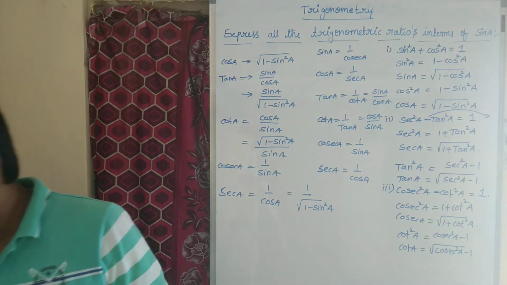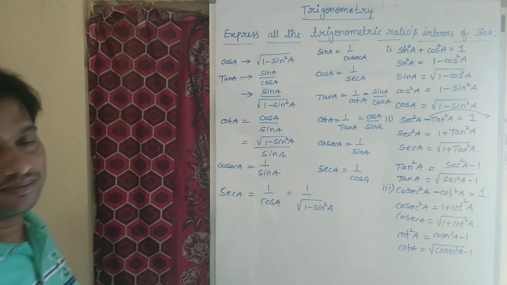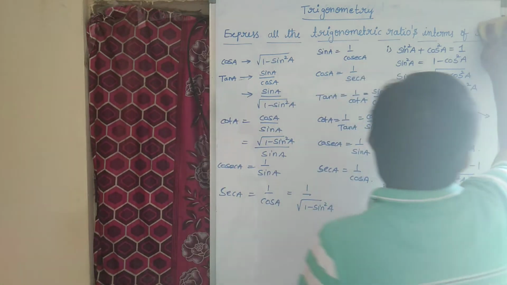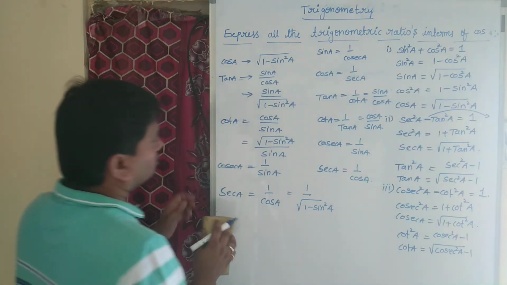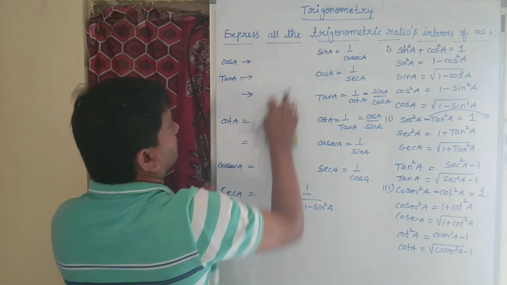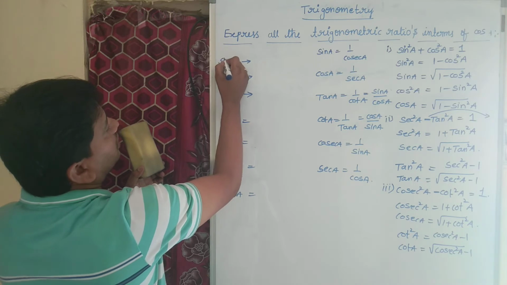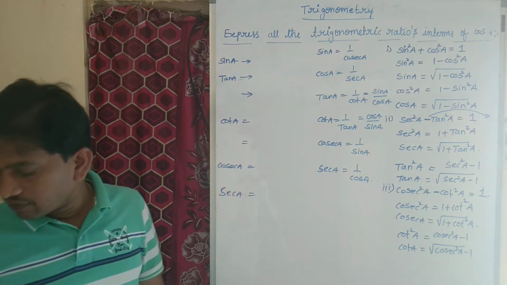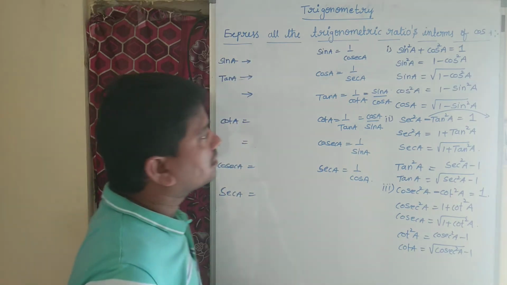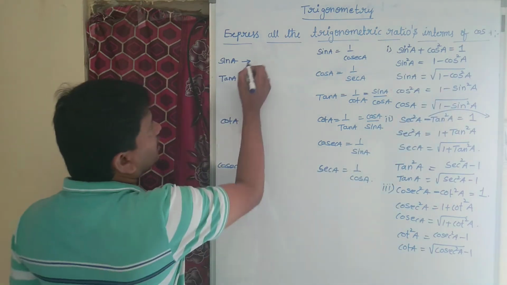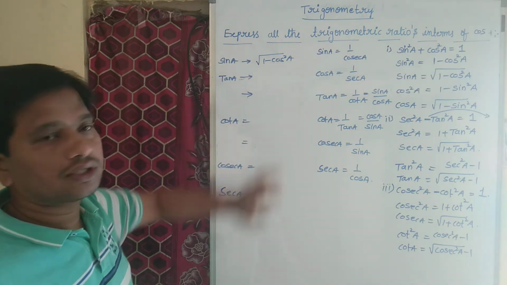Now let us express all the trigonometric functions in terms of cos A. First trigonometric function, sin, we need to express in terms of cos. Sin A is nothing but root over 1 minus cos square A. See, we expressed the sin in terms of cos.